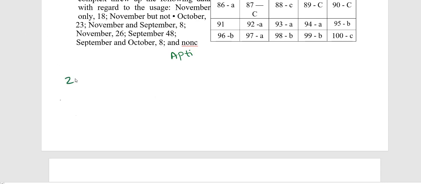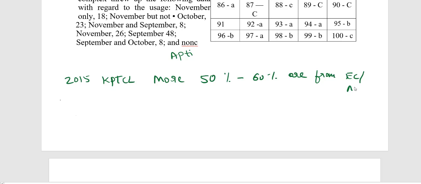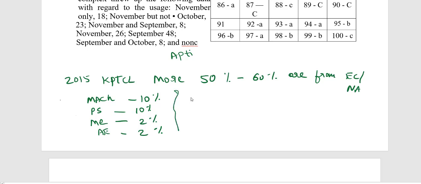So in 2015 KPTCL exam, more like 50% to 60% are from electrical circuits or network analysis, and machines 10%, power systems 10%, and measurements 2%, AE analog electronics 2%, and more basic problems were there. So KPTCL is all about electrical circuits, machines, power system, measurements, some part of analog electronics, and very basic questions like what is the SI unit of some quantity or other thing can be easily asked in KPTCL.